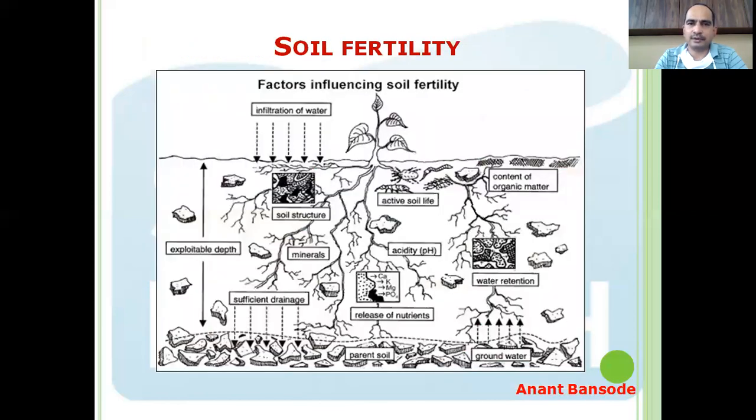Okay, now when we look at the pH, it directly affects the fertility of soil. What exactly is the fertility of the soil? You can see in this slide a plant growing there. The fertility depends on the factors which are shown in the slide. The first is infiltration of water, that is the amount of water and how it gets infiltrated in the soil.